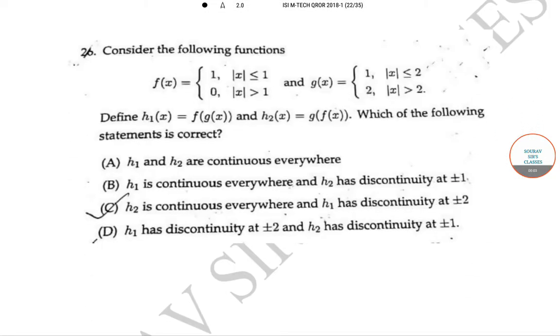The question is, consider the following functions. f(x) is equal to 1 where |x| is less than or equal to 1 and 0 where |x| is greater than 1, and g(x) is equal to 1 for |x| less than or equal to 2 and 2 for |x| greater than 2. Define h1(x) is equal to f(g(x)) and h2(x) is equal to g(f(x)). Which of the following statements is correct?